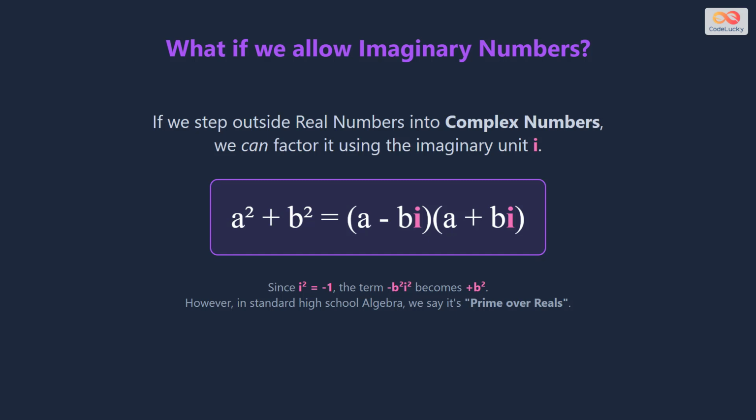Now there is an exception. If we leave the real number system and use complex numbers, we can factor it. By using the imaginary unit i, where i squared is negative 1, we can factor it into a minus b i times a plus b i. However, in standard high school algebra, unless asked for complex roots, we say it is not factorable.